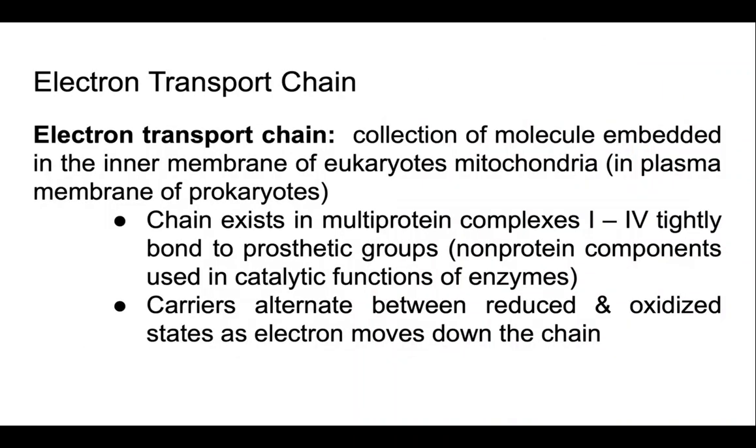So the electron transport chain is this collection of molecules embedded in the inner membrane of the eukaryotic mitochondria. This chain will exist in multiprotein complexes. They're numbered 1 through 4. They're tightly bound to prosthetic groups that are going to help with the catalytic function. So these carriers will alternate between being reduced and oxidized as the electrons move down the chain.